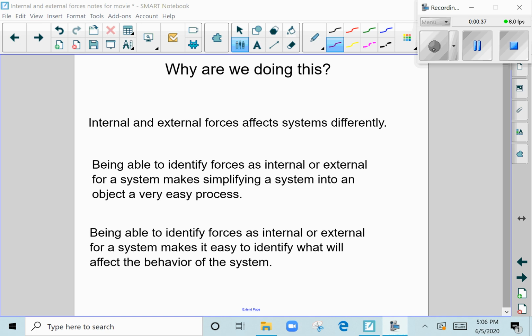Also, there will be several times where we are going to be looking at a system that has a lot of different forces acting both on and in it, and we'll have to predict what the behavior is going to be. Simply identifying forces as internal or external makes this a much easier process for making a proper prediction, rather than trying to deal with all the forces that we're going to be overwhelmed with.